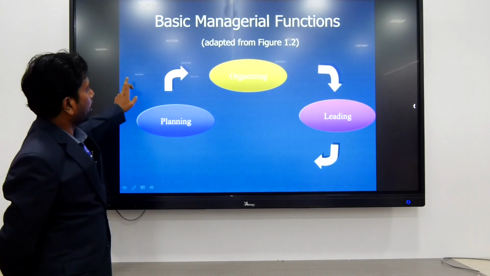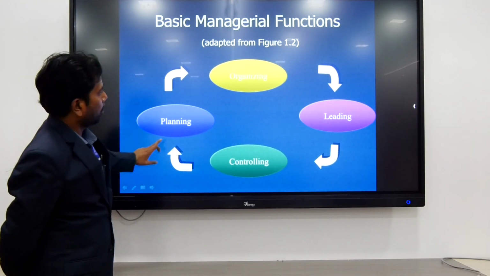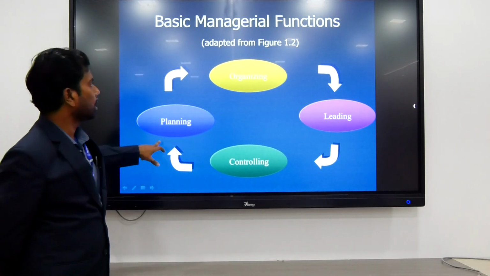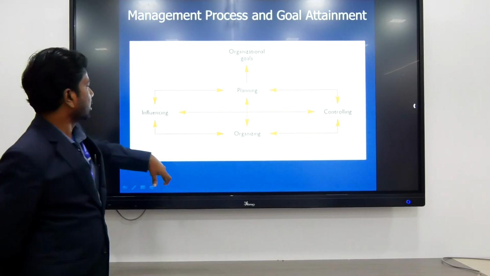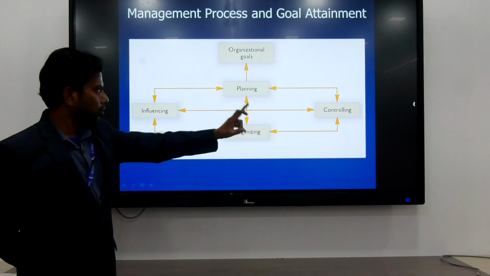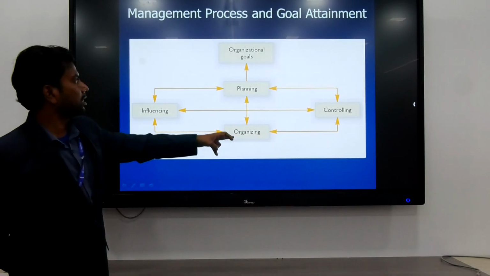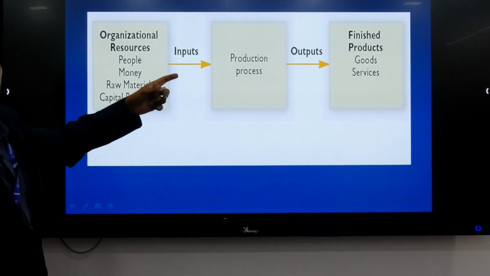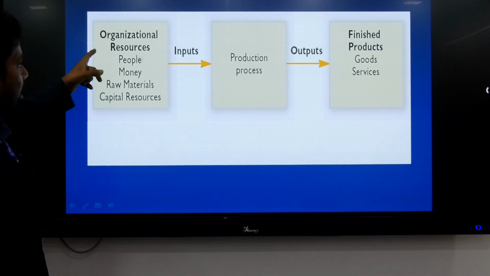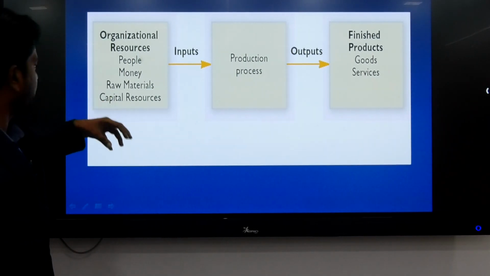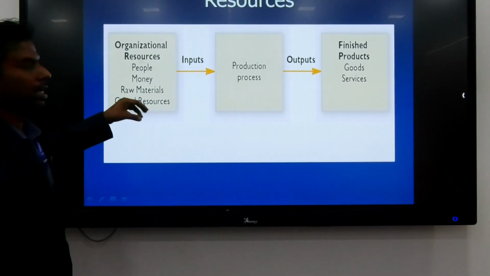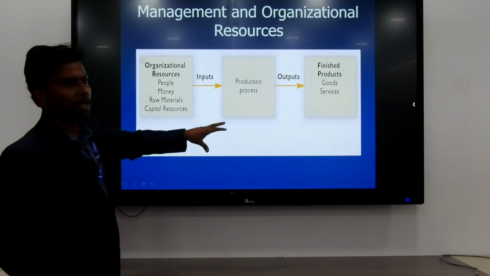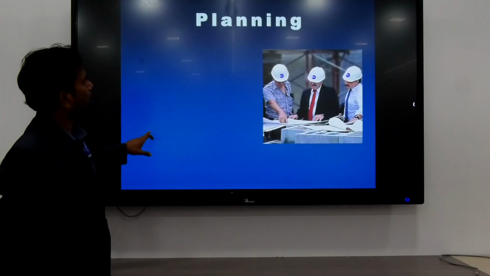So these are the basic management functions: planning, organizing, leading and controlling. These are the four major functions of management. Then these are the organization goals: planning, controlling, influencing, organizing. This is the organization goal structure. Then this one is management and organizational resources. Here the organizational resources are the people, raw materials and capital resources. These are the input. Then the process is the working process. Then the output is the final, completed products.